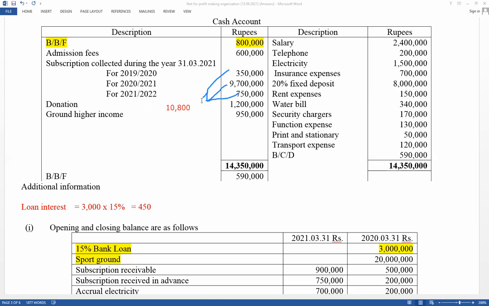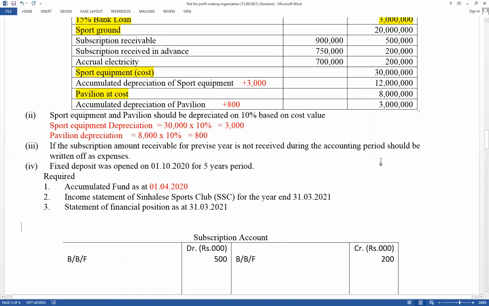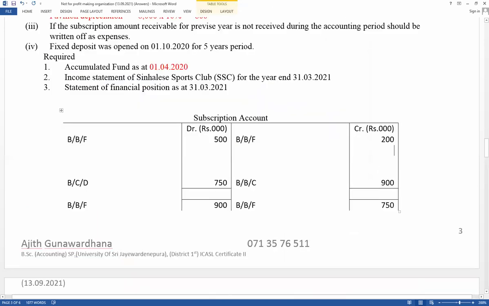Cash account is debited. Therefore, this value should be credited to the subscription account as cash. This is the amount received during the accounting period. Double entry: cash account debited and subscription account should be credited. Record subscription account 10,800 on the credit side as cash. Therefore, 10,800 was received during the accounting period as cash. All three values should be considered: subscription received for last year, this year, next year, received during the accounting period. Therefore, cash account debit, subscription account credit.